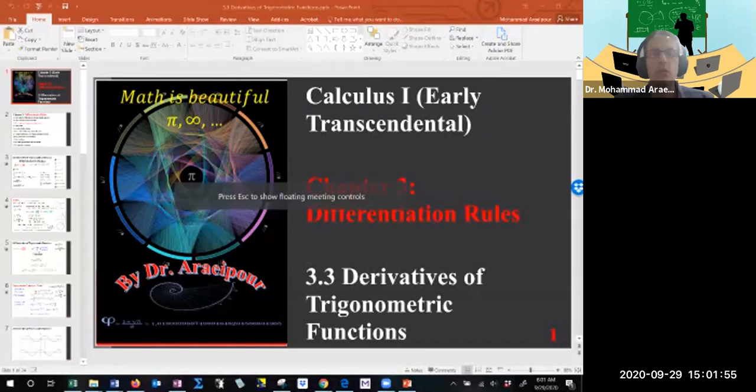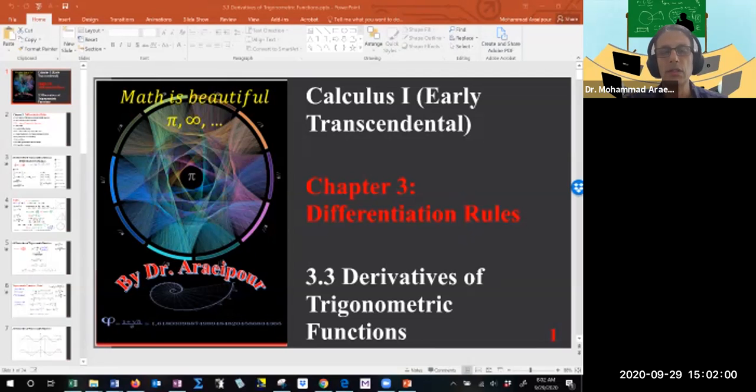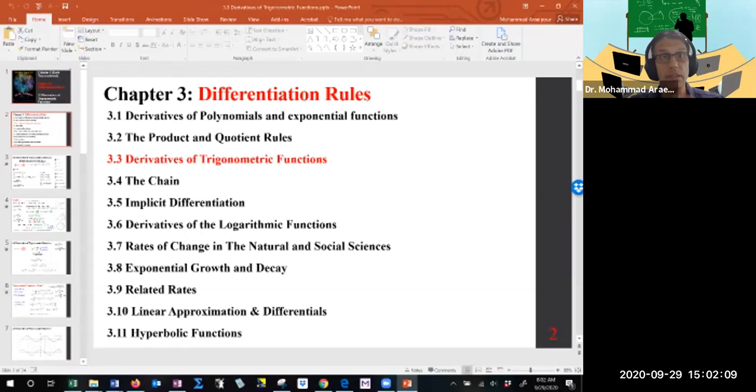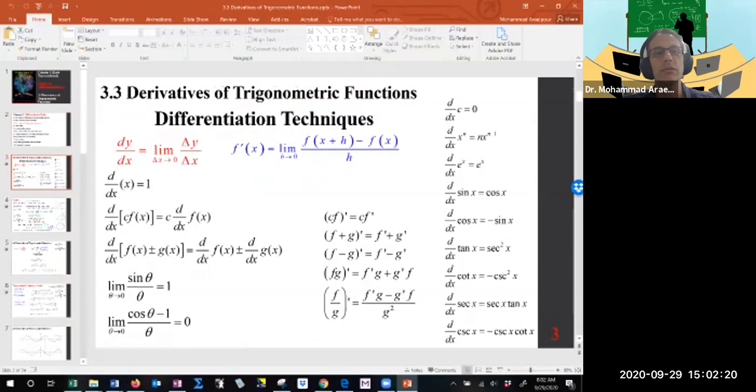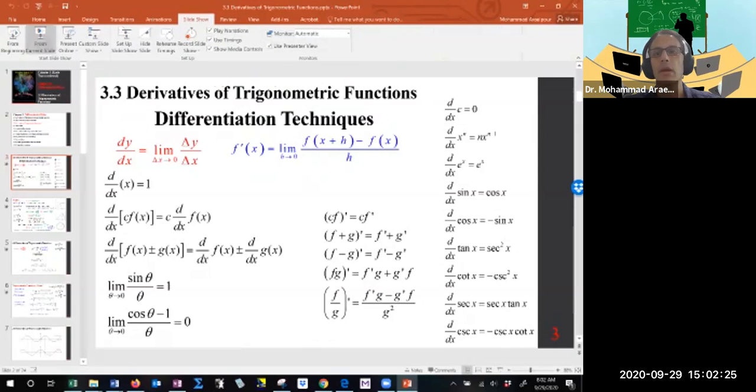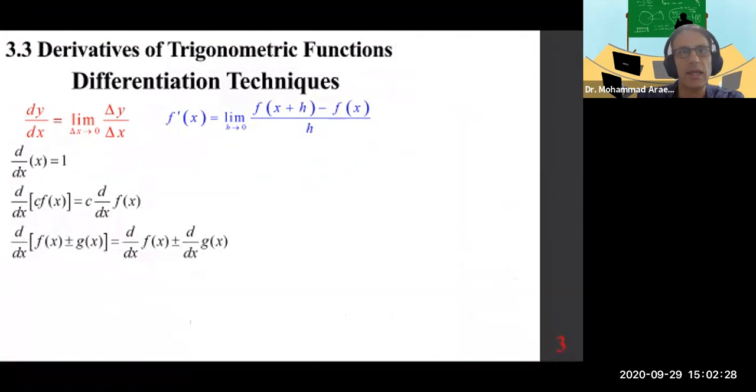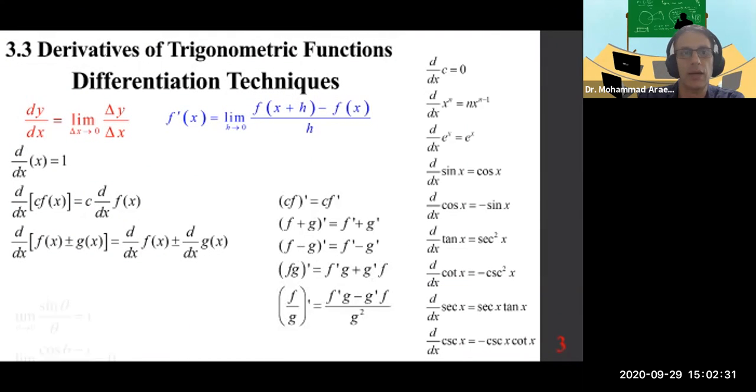Good morning, class. We are looking at chapter 3, differentiation rules, and this section is about derivatives of trig functions. So we covered a couple of basic sections, such as derivatives of polynomials, exponential functions, product and quotient rule. And now we are going to move on to trigonometric functions. We've already discussed, in essence, their derivatives, but we really have to look at the proof of that.